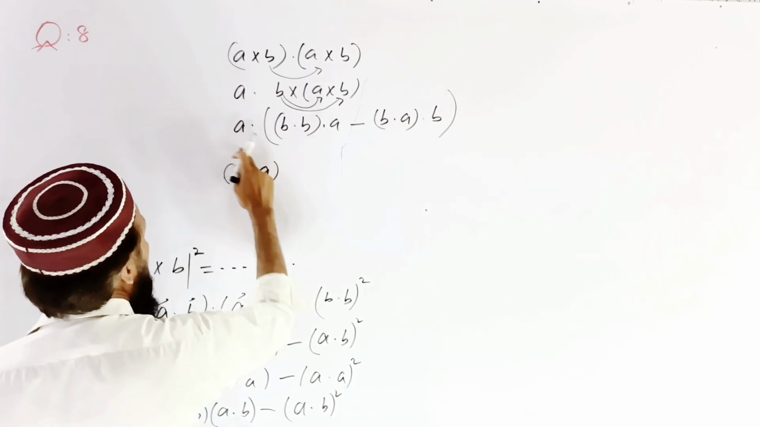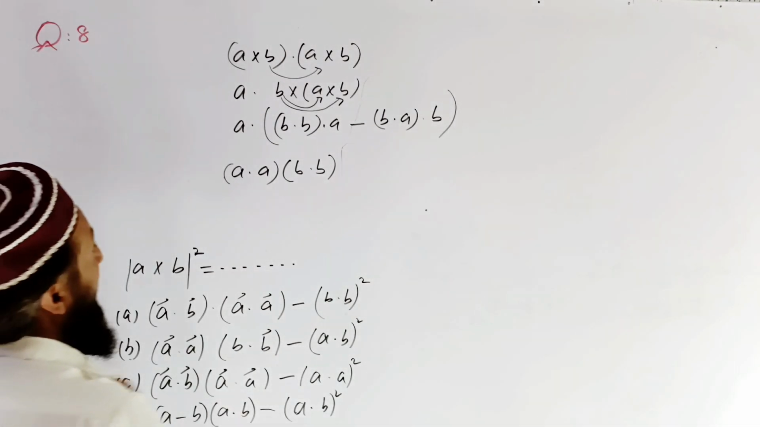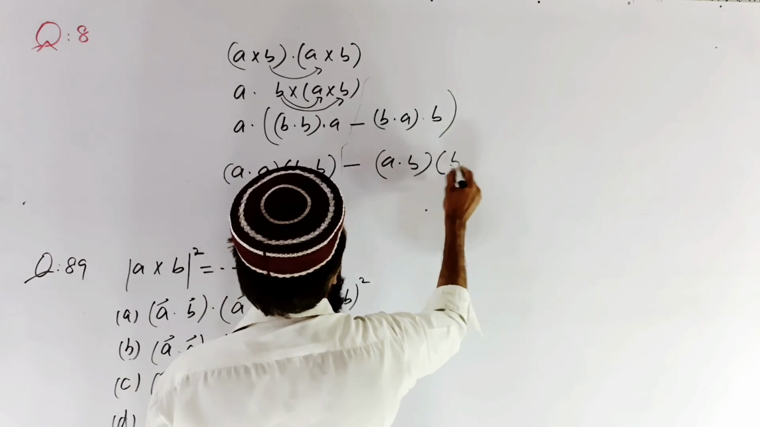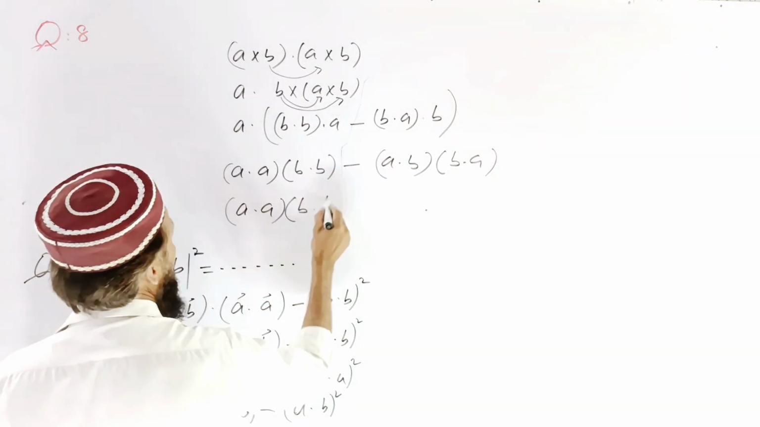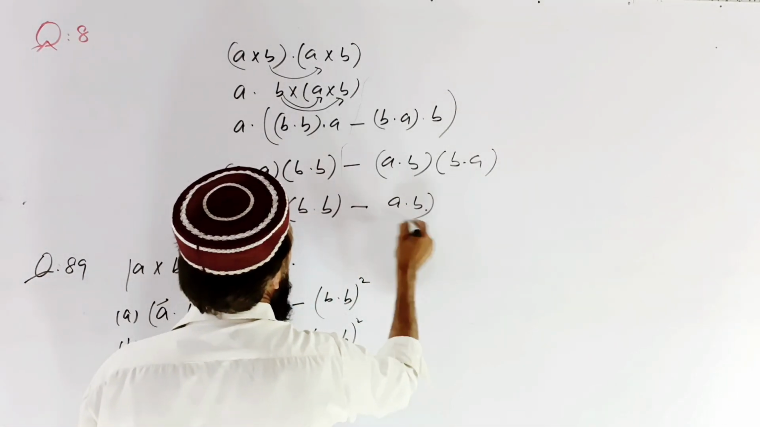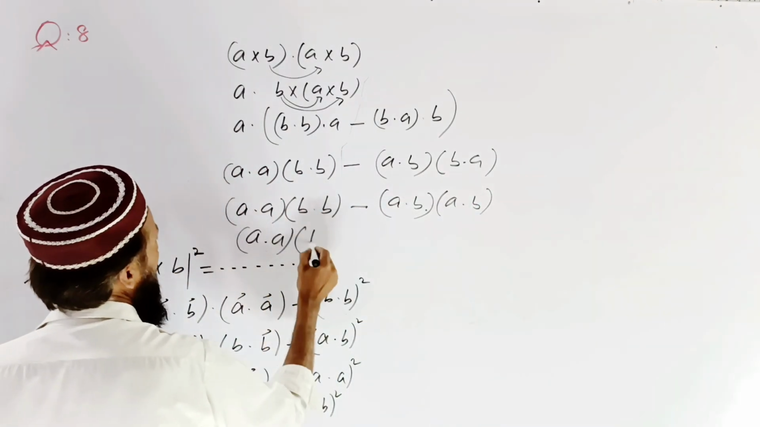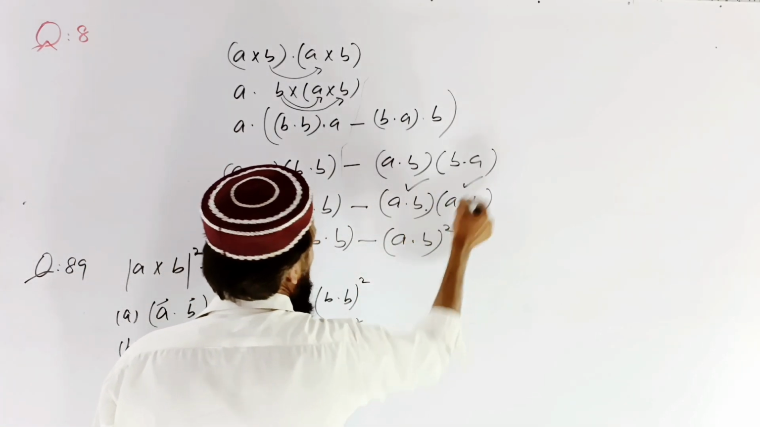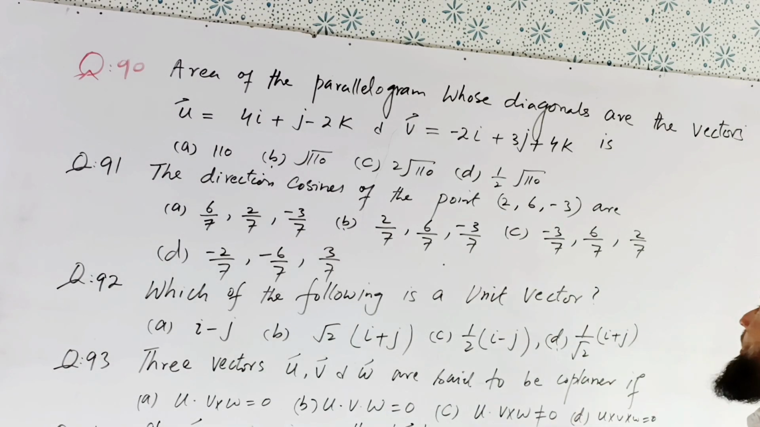So A dot A, this is A dot A and B dot B, and here we can write A dot B and B dot A. So A dot A into B dot B, minus A dot B whole square, because both are the same, so we add the power. Now check the option here. The correct answer is B.